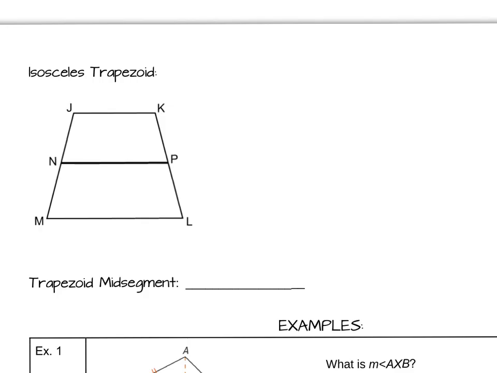A unique thing can happen with a trapezoid if the two sides are also congruent. This is known as an isosceles trapezoid. So the main trapezoid is JKLM.